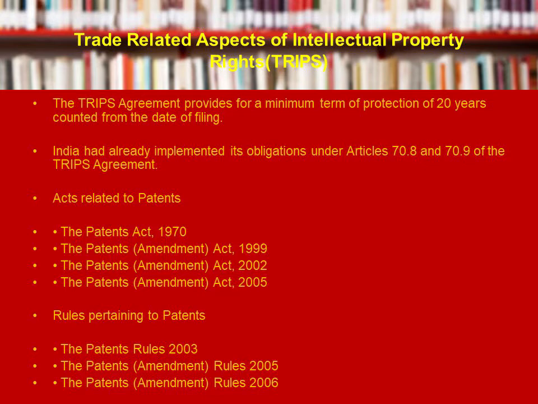Acts related to patents. The Patents Act 1970. The Patents Amendment Act 1999. The Patents Amendment Act 2002. The Patents Amendment Act 2005. Rules pertaining to patents. The Patents Rules 2003. The Patents Amendment Rules 2005. The Patents Amendment Rules 2006.